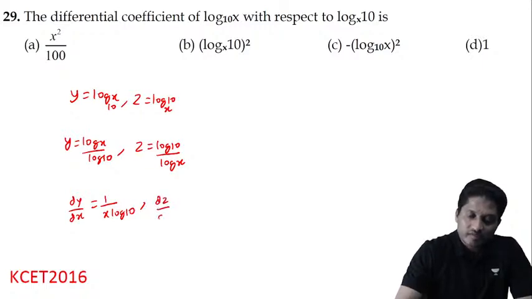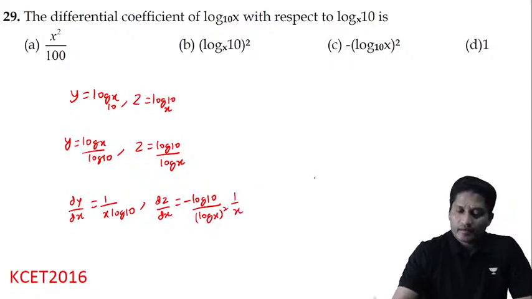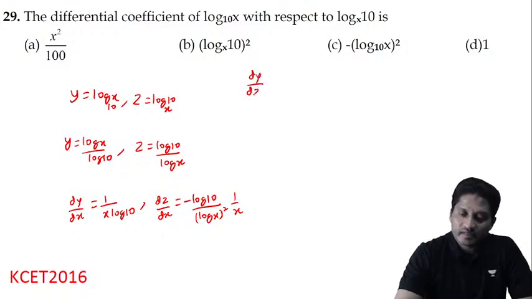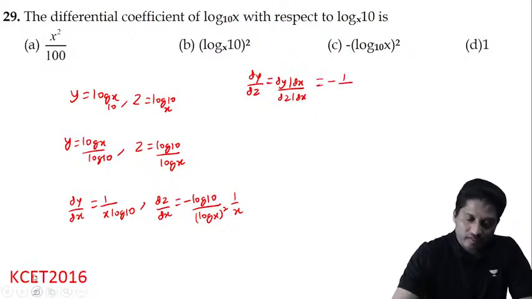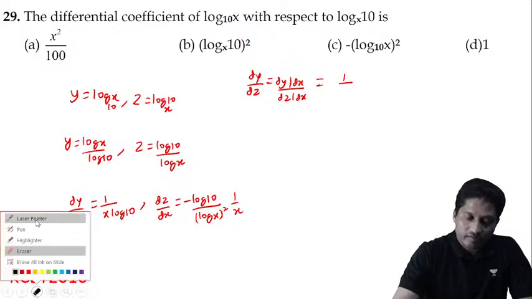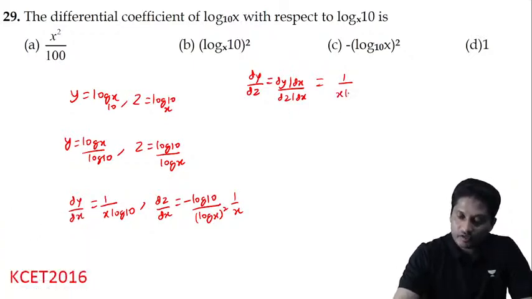dz by dx is equal to log 10 times the differentiation of 1 by log x, which is minus 1 by log x the whole square, times the differentiation of log x, which is 1 by x. Now if I divide, dy by dz is equal to dy by dx divided by dz by dx. Dy by dx is 1 by x into log 10, divided by minus log 10 divided by x into log x the whole square.